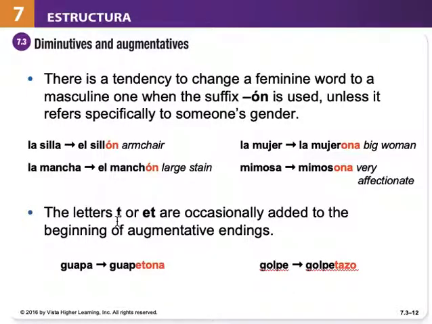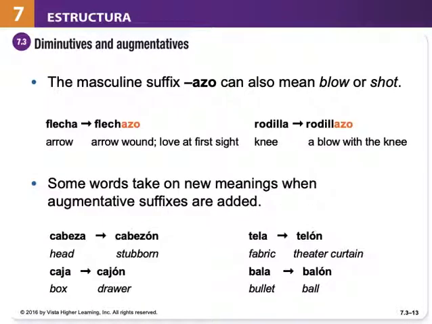And the letters t or et are occasionally added to the beginning of aumentative endings. Guapa, guapetona, y golpe, golpetazo. The masculine suffix aso can also mean blow or shot. Flecha, flechazo, rodilla, rodillazo. So please notice that flechazo can not only be an arrow shot, but also love at first sight.